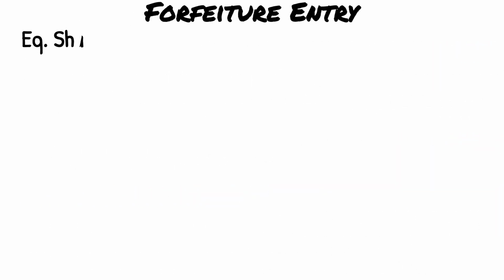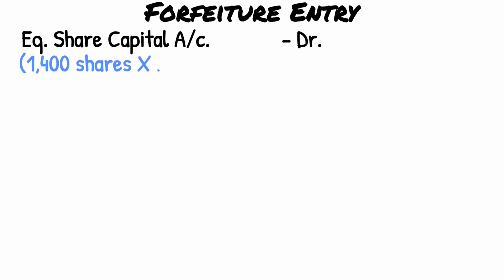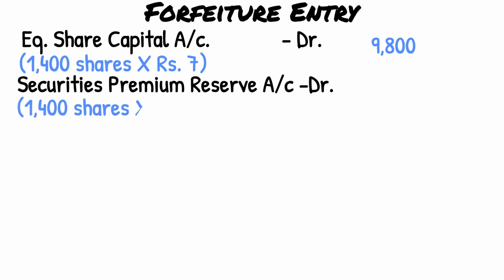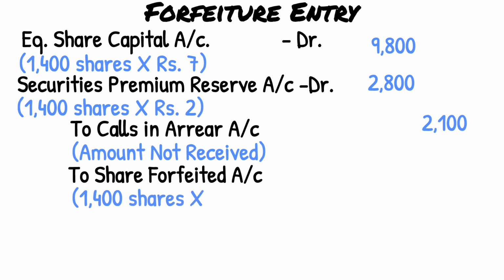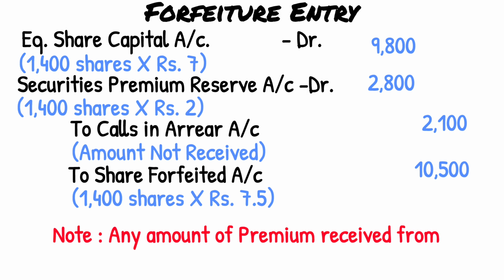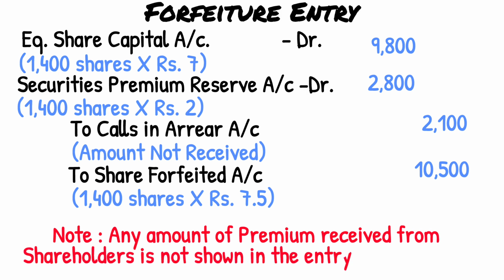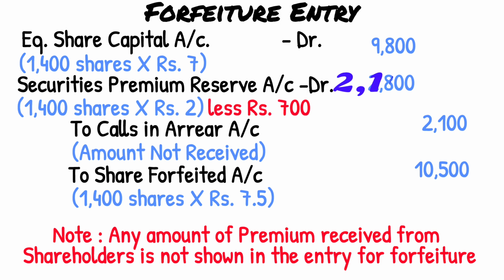This is the most important journal entry of this chapter. The amount of share capital called up remains the same. Most of you may make a mistake of writing securities premium reserve account debit 1,400 into 2, that is 2,800. Calls in arrears you will show from the previous slide, and then for the amount already received by the company, you'll show the full amount and make a mistake there. Please remember, any amount of premium which is already received from the shareholder will not be shown at the time of making this entry. The 700 which has been adjusted against the securities premium reserve will not be shown at the time of showing this journal entry.